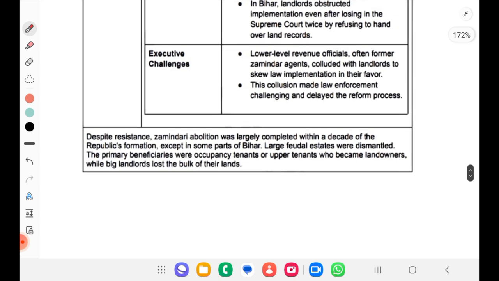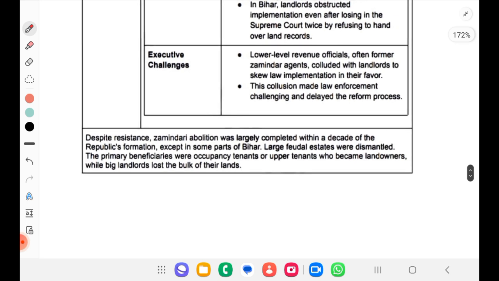Despite resistance, zamindari abolition was largely completed within a decade of the republic's formation, except in some parts like Bihar. In some parts, large feudal estates were dismantled. The primary beneficiaries were occupancy tenants or upper tenants who became landowners, while big landlords lost the bulk of their lands. So partially it was completed, partially there were loopholes.